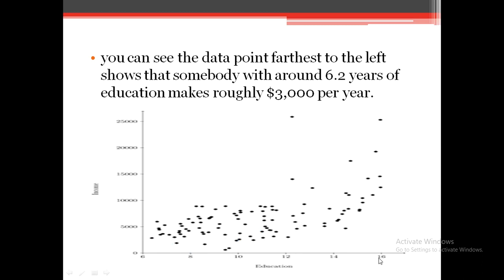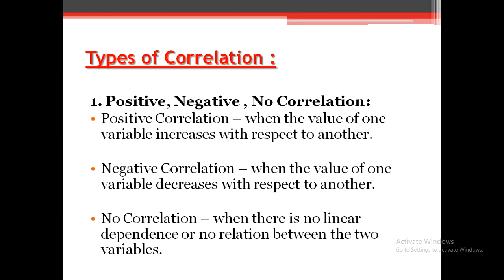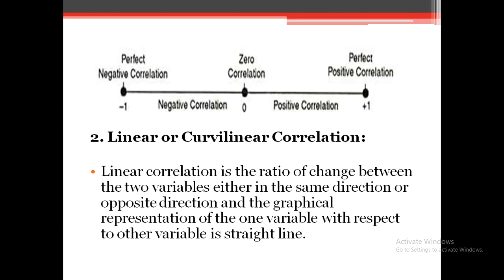The person who has 16 years of education has the highest income, that is $25,000 per year. So these data points show the relationship among the variables, and the variables are plotted on the x and y axes. So correlation is used to find out the relationship between two variables. What are the types of correlation? Generally there are two types of correlation. First is positive, negative or no correlation, and the second is linear or curvilinear correlation.